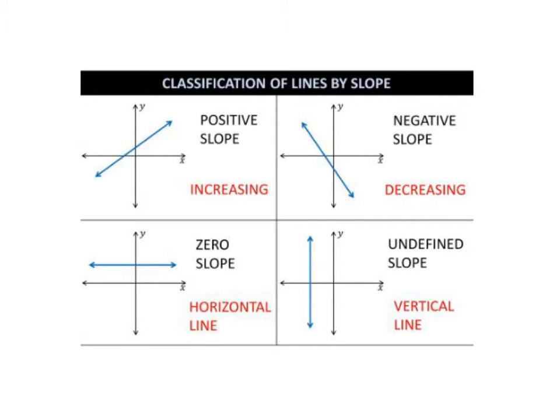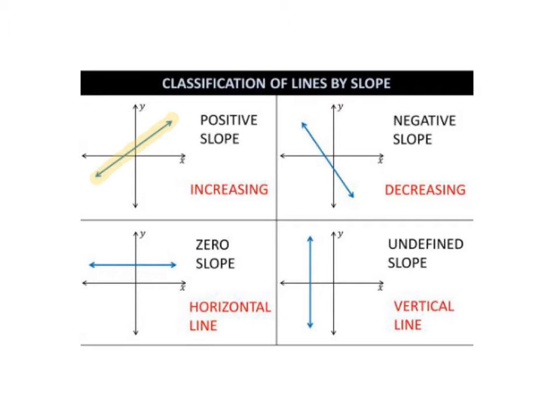So we're going to start today by reviewing classifications of lines by slope. And so what we have here are 4 different types of classifications of lines. Our first one here is, you can see, positive slope, or a line that is increasing.